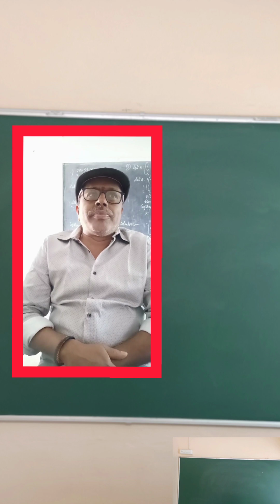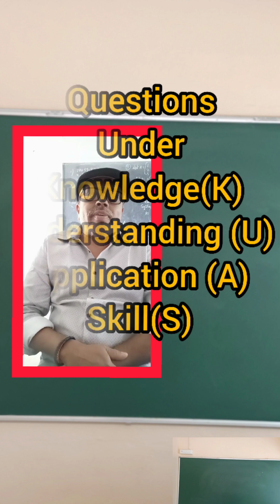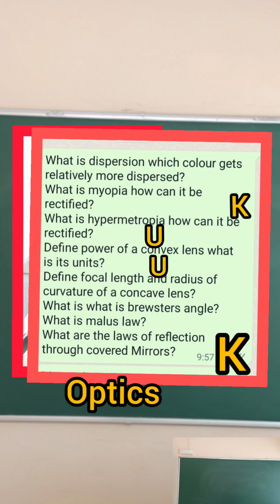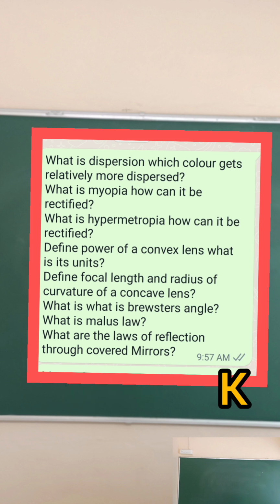In this video, let us discuss the main objective questions which can be asked under various sections: knowledge, understanding, application, and skill. What is dispersion of light? Which color gets more relatively dispersed? What is myopia? How can it be rectified? What is hypermetropia? How can it be rectified?